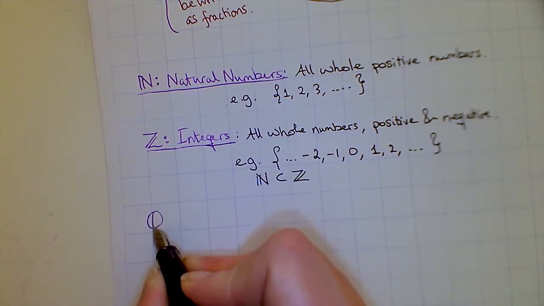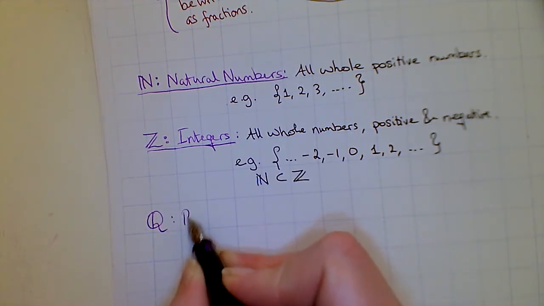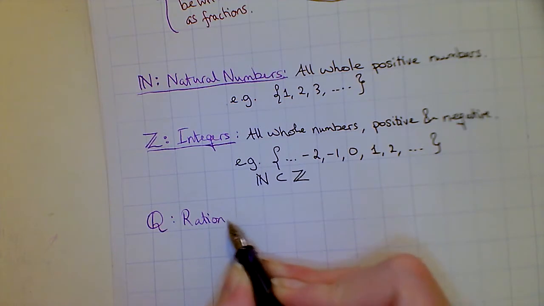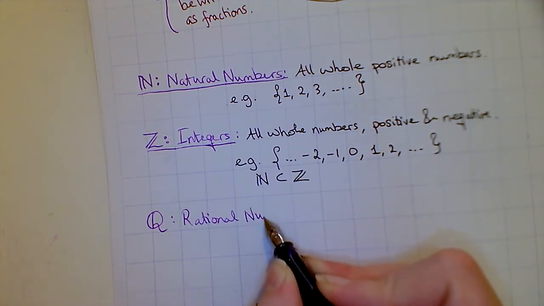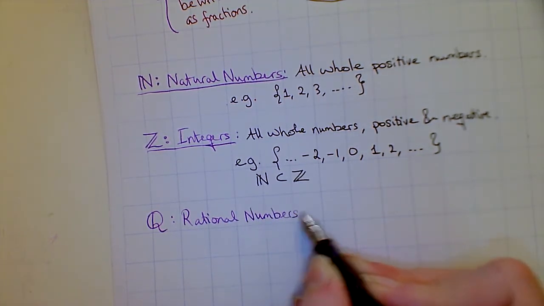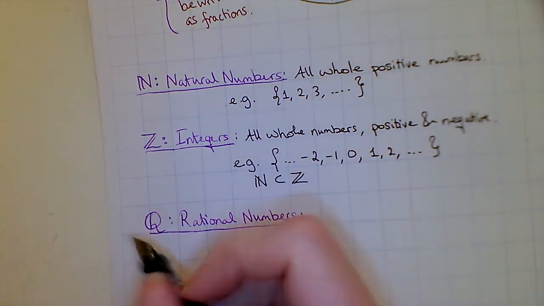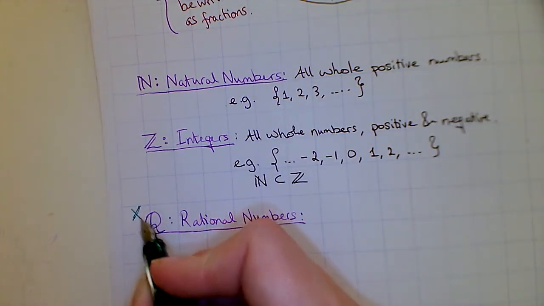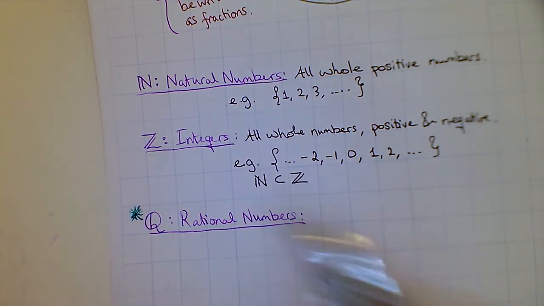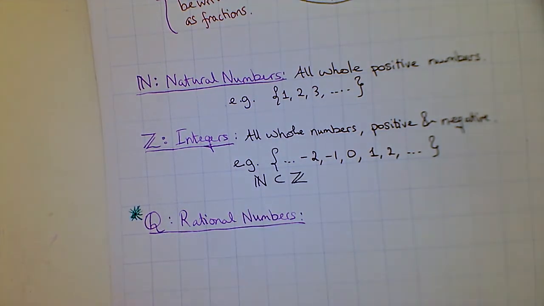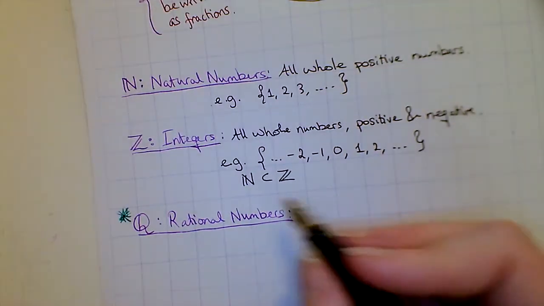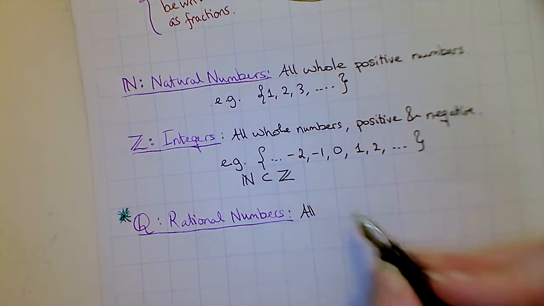After that, as we talked about, we have the rational numbers. You need to know the definition of rational numbers. You can be asked. So these are all numbers that can be written as a fraction.